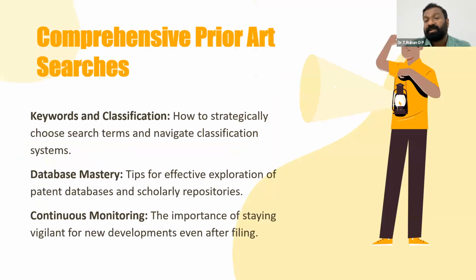And next slide is comprehensive prior art searches. That is very important. And there are three essential tools, which are detective toolkits, keywords, and your search terms as clues. Strategically choosing the keywords that might lead you to the hidden treasures in the patent database. Navigate the classification system like a seasoned detective. It's like having a map to guide you through the vast landscape of prior art.